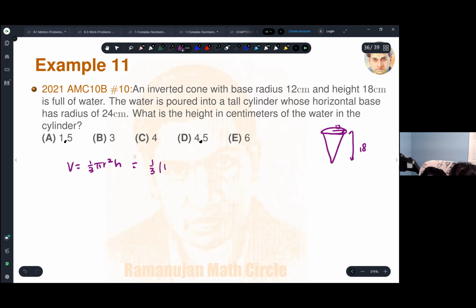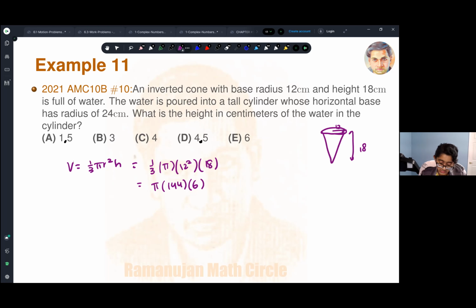1/3, and then it's pi, and then 12 squared times 18. So then that would be, if I calculate it, pi times 144 times 6. Yeah, I'm just going to leave it like this because why not? The reason I am leaving it this way is because it'll take some time to simplify, and I can easily cancel things out in the next portion, which has to do with the cylinder.